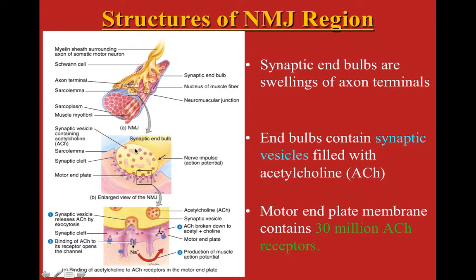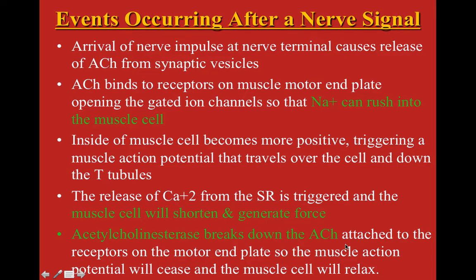So inside the synaptic end bulb of the neuron, we have these vesicles, and once an action potential moves down the motor neuron, it releases the acetylcholine, and then the muscle cell itself, the motor end plate, receives that acetylcholine, and there are approximately 30 million receptors on each end plate. So that's crazy huge. That's amazing. All right, so the events that occur after a nerve signal: the nerve impulse at the nerve terminal causes the release of acetylcholine from the synaptic vesicles.